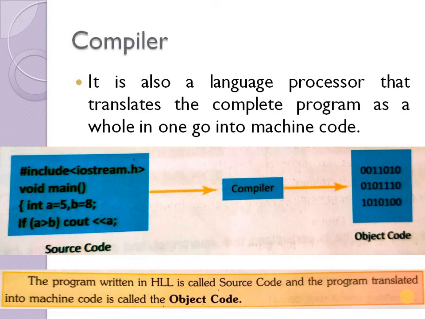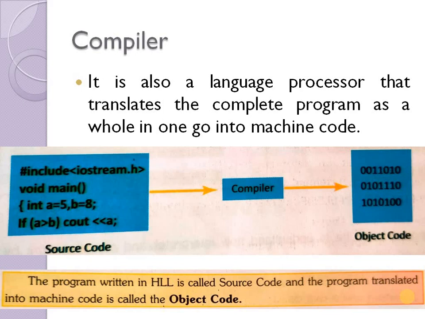So what is a compiler? This is also a type of translator, a high level language translator. It is also a language processor that translates the complete program as a whole in one go into machine code. Here all the code is processed at once, and after processing our compiler gives us an error, if there is any error, with line number.